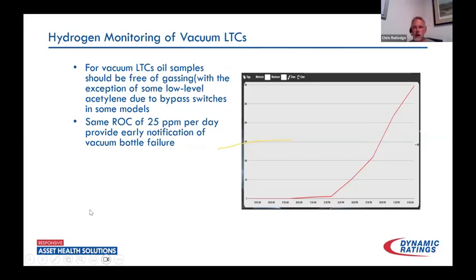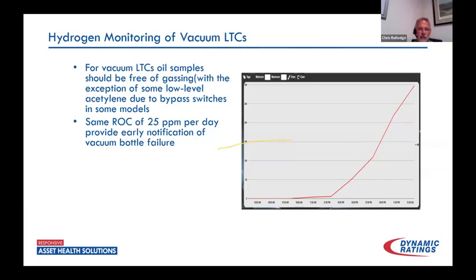So also for vacuum type LTCs, here's another great tool we can use. As you know, with vacuum type LTCs, we shouldn't see really any gassing present in these samples. Samples should come back completely clean. You will see some acetylene occasionally, as certain models of these do have some bypass switches that will generate some 2 parts per million acetylene, which would be normal for those.